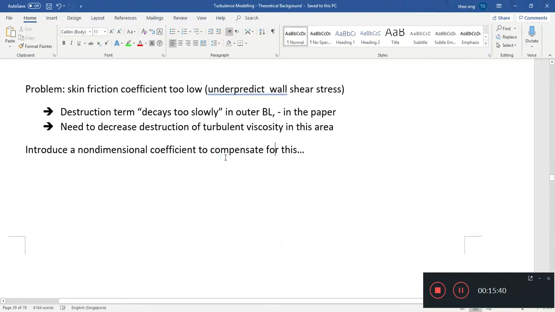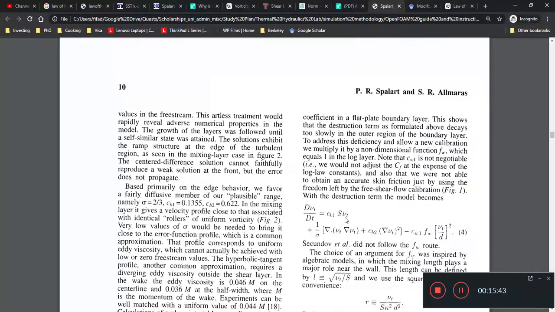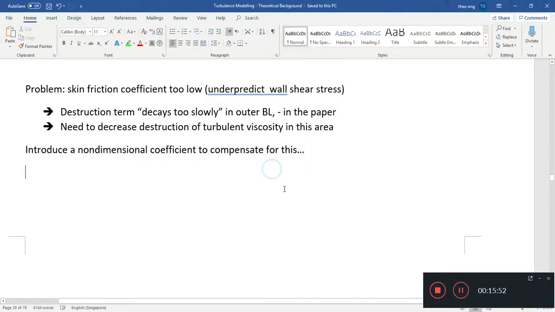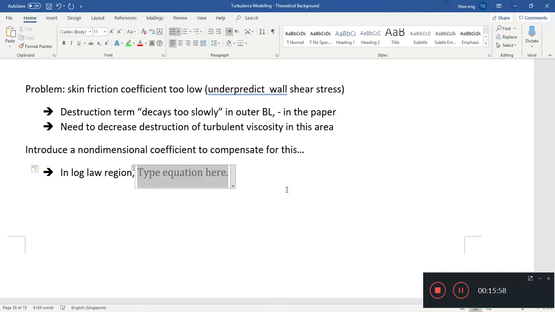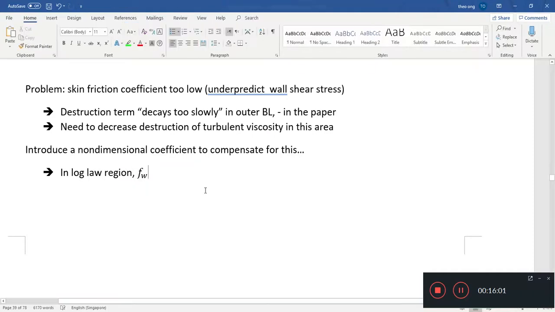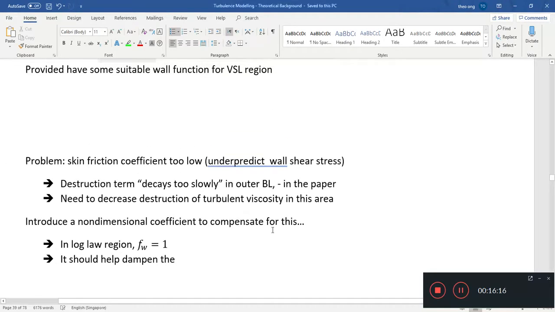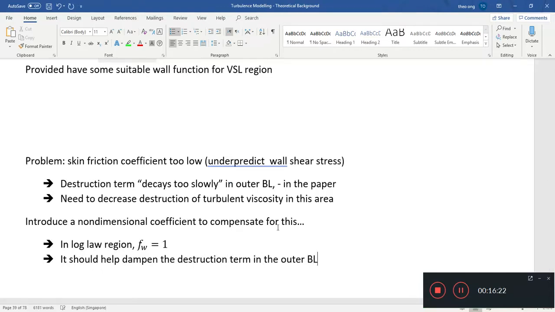So we introduce a non-dimensional coefficient to compensate for this, and that is described by this FW over here. Okay, how does FW work? Basically the idea is in the log law region, FW, this is a non-dimensional coefficient, W stands for wall, as said in the paper. So FW equals 1, and it should help dampen the destruction term in the outer boundary layer.